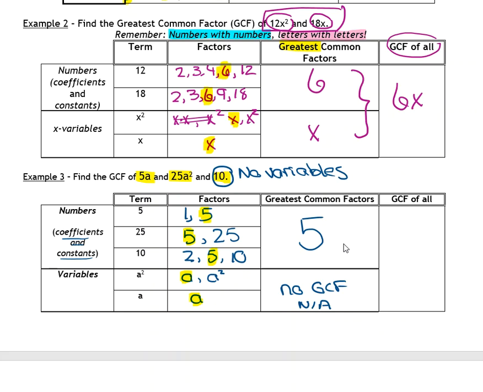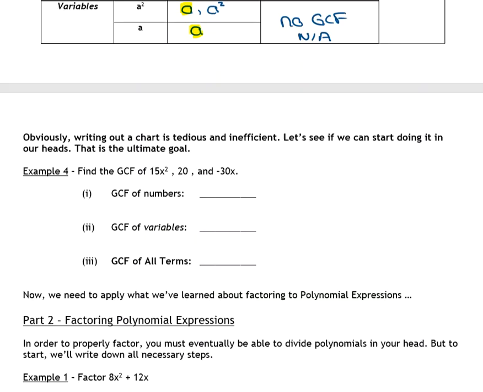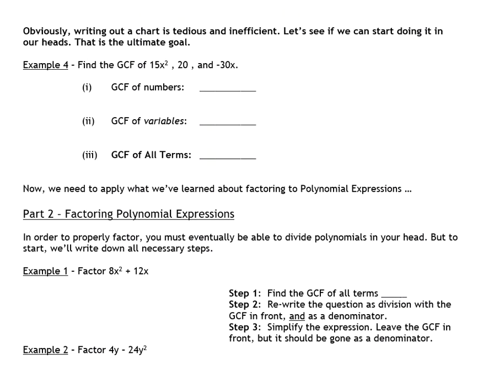So the greatest common factor for all of them is just a 5. The greatest common factor of all 3 of these terms, the only thing they have in common, the greatest thing they have in common is a 5. They have no letters in common because of that pesky 10. It has no variables, so it ruined it for the other 2 which do have variables, so we can't have a greatest common factor for the letters. Obviously, writing a chart out is tedious and inefficient. Let's see if we can start doing it in our heads. That's the ultimate goal.